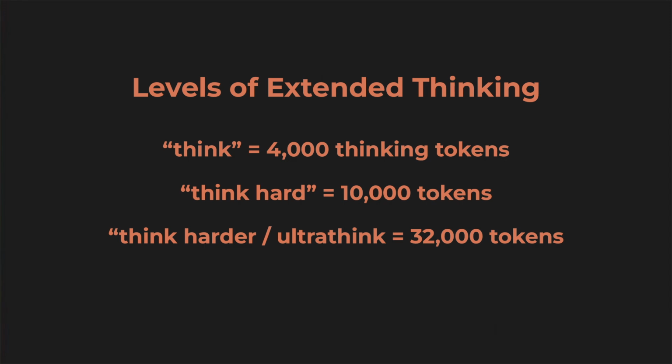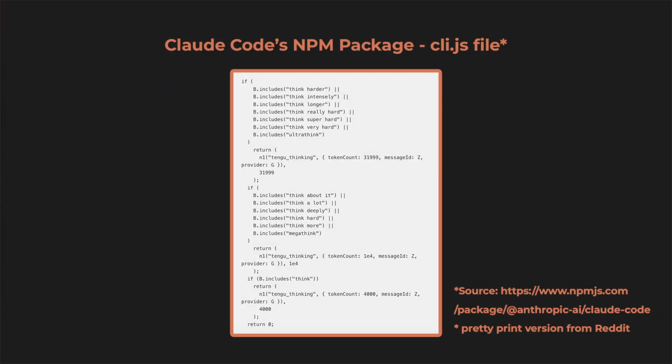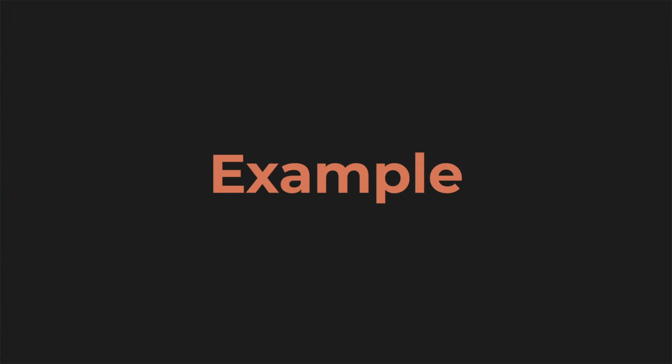If you are curious where these thinking levels come from, here's a look at Claude Code's own source. This screenshot is from the CLI.js file in the Claude Code package on npm, and it spells out exactly how different prompts trigger different thinking token levels. You can check it out yourself here. And that's really all there is to it. There's no settings or terminal flag to mess with. Just include the word think in your prompt and Claude Code will reason more deeply. So let me show you an example.